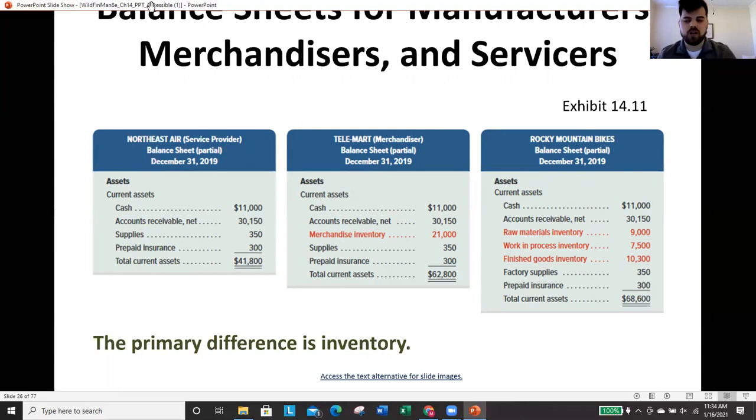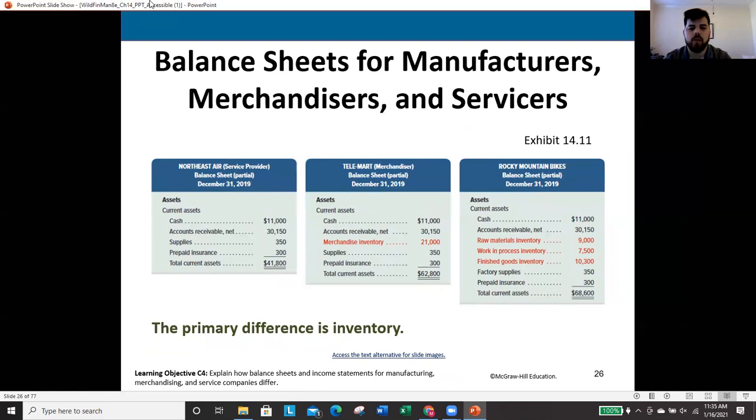With a merchandiser here, we see Telemarts. This could be something like Walmart, but they're buying and selling finished goods inventory. So notice all they report is one type of inventory account. While with the Rocky Mountain Bike Company, we see that they are actually producing all of the material, or they buy the raw materials, put those into production, and then come out with a finished product. So instead of just saying merchandise inventory, which wouldn't be very helpful, we actually give you a breakdown. You can see we've got $9,000 worth of materials in raw materials inventory that are ready perhaps to be put into production but have not yet been. We've already got $7,500 currently going through the process and a little over $10,000 in inventory that's actually complete and ready to be sold.